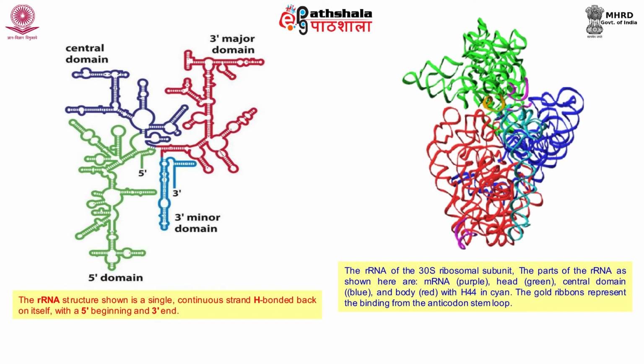The right hand panel shows the elaborate structure of 30S rRNA. It shows mRNA as purple ribbons, the head is green, the central domain is blue and the body is red. The gold ribbons represent binding from the anticodon stem loop. The left hand side figure shows the rRNA structure as a single continuous strand H bonded back on itself, with a 5' beginning and 3' end.